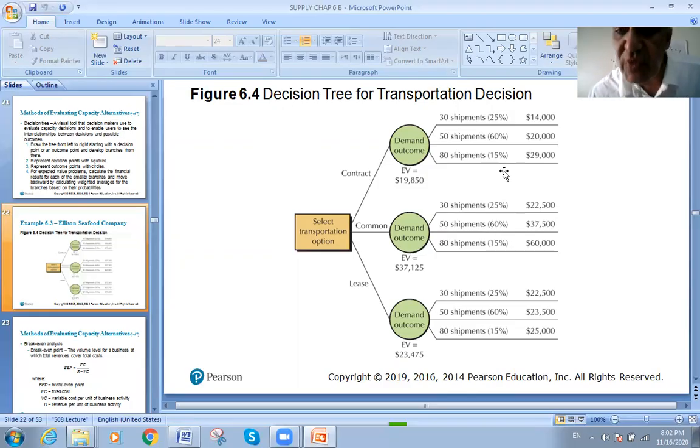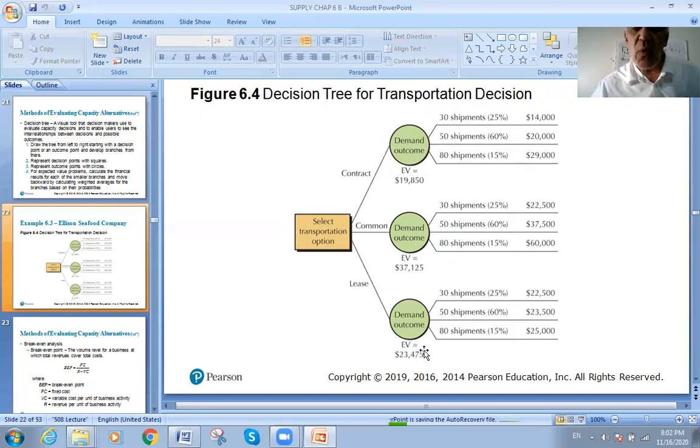If I give you all but one of them, then you will say 100% minus the other two, and it will give you the missing one. Okay, if this 15% was not there, and I put a question mark for you, then you will say 100% minus 25% plus 60%, and it will give you 15%.